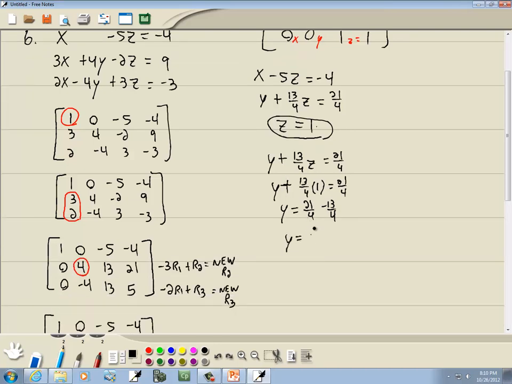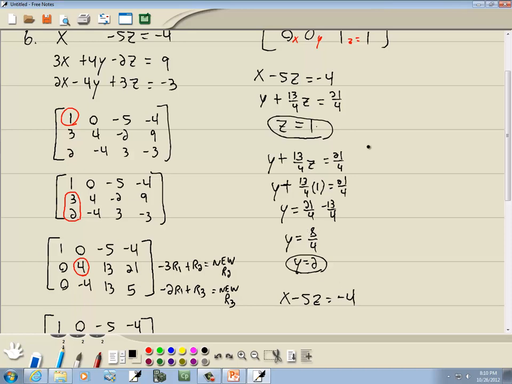21 minus 3 is 8 fourths, or y is equal to 2. Well, now we have these two, so we want to go back and plug both of those into the equation right above that. So we're going backwards. So x minus 5z is equal to negative 4.